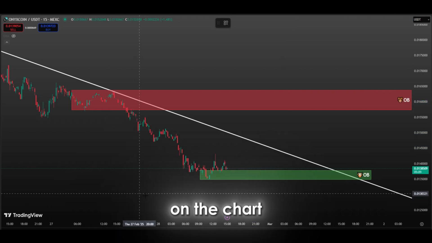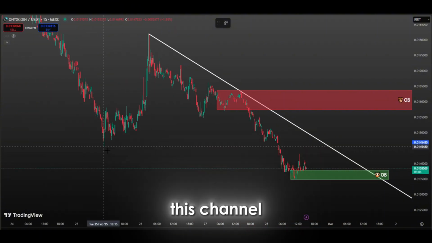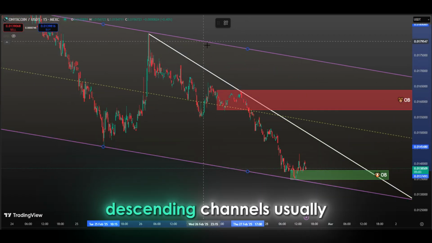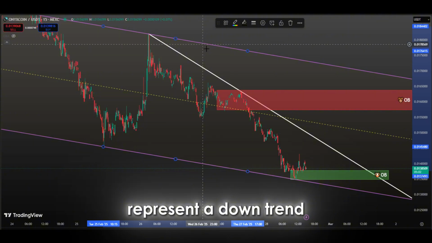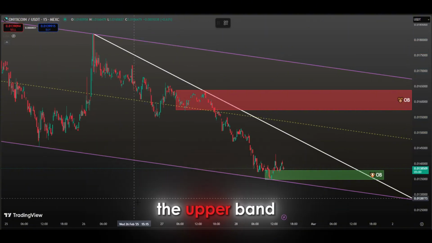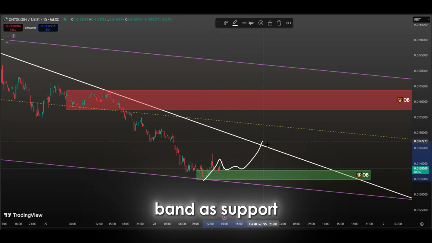Another notable structure on the chart is the descending channel. The price has been moving inside this channel for a long time and is struggling to determine its direction. Descending channels usually represent a downtrend and indicate that the price is moving within a certain range. The upper band of the channel acts as resistance and the lower band as support.